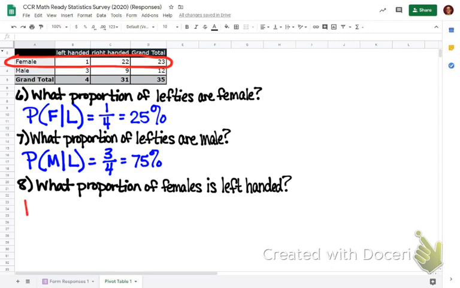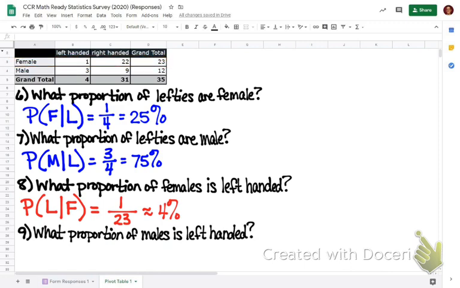So the way I write my notation for that, I have P for, again, probability or proportion. I want to know, restricting my view to just females, how many of them indicated they're left-handed. So left-handed, given that, or with a restricted view to just my females. Well, there were 23 total females that answered the survey, and of those 23, only 1 indicated that they were left-handed. 1 out of 23 is about 4%.